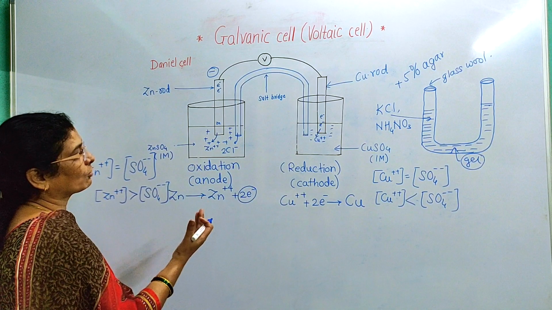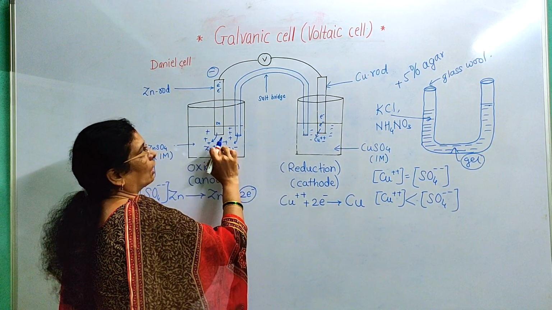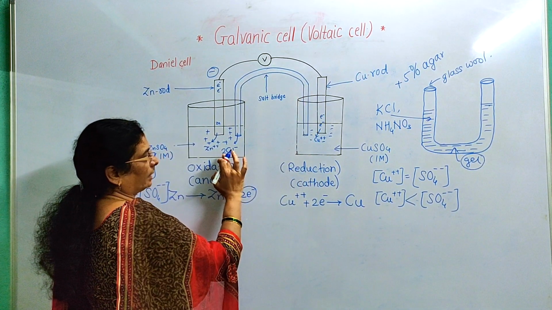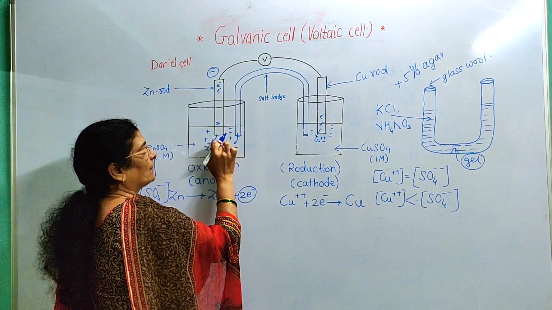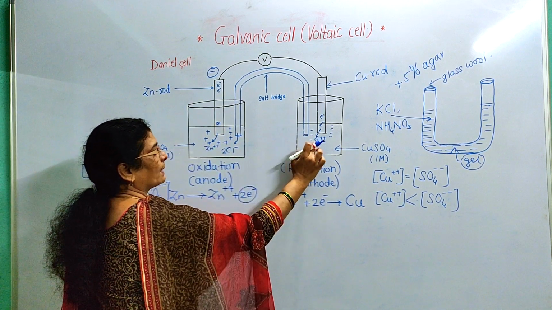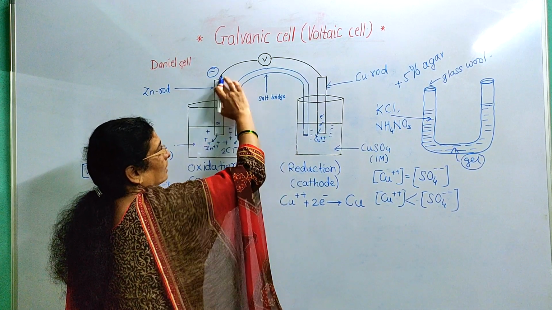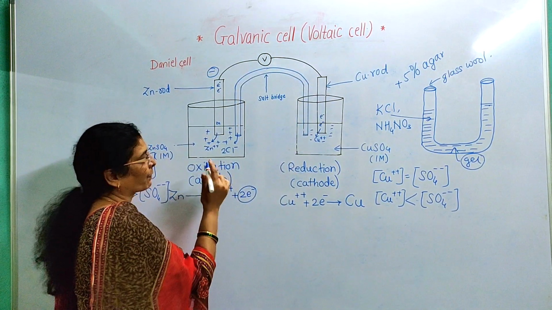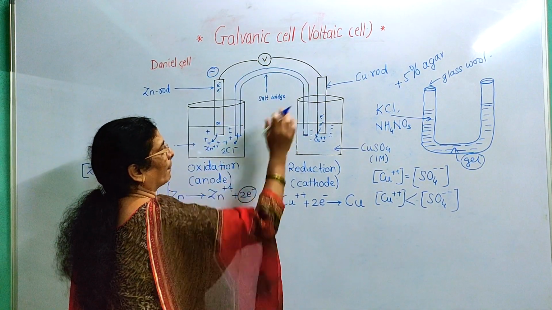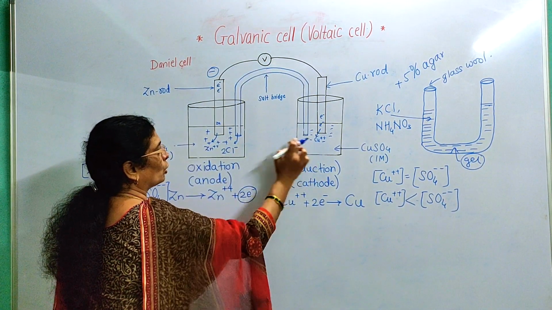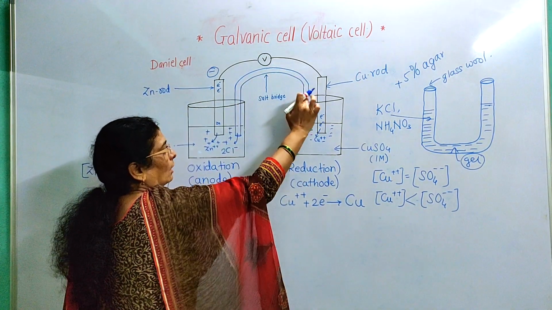What are the functions of a salt bridge? The first one is that it completes the electric circuit. I have explained this: if this solution becomes positively charged and this becomes negatively charged, the electrons cannot flow through the metallic wire. But if you use a salt bridge, the electrical circuit will be completed. Here, these two solutions are connected indirectly by using the salt bridge.